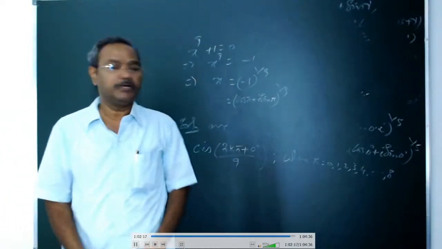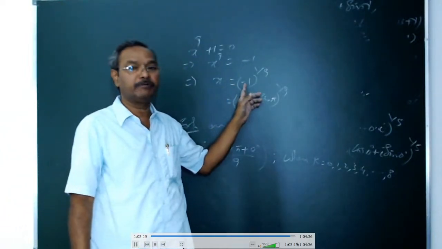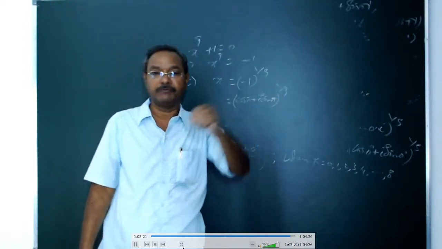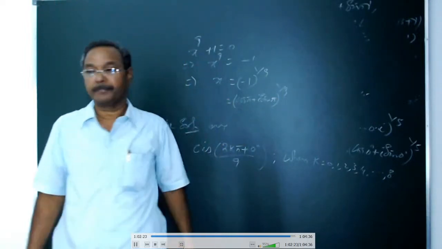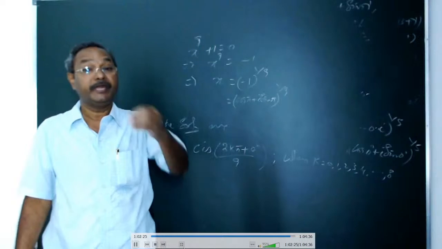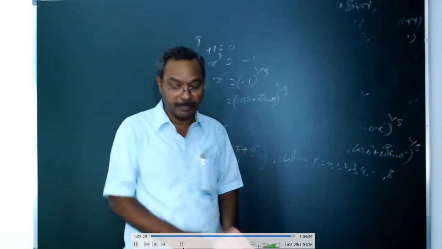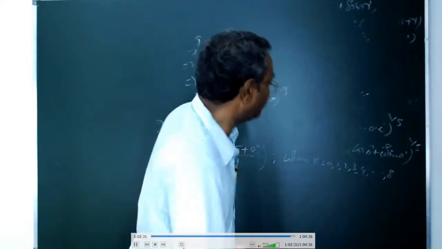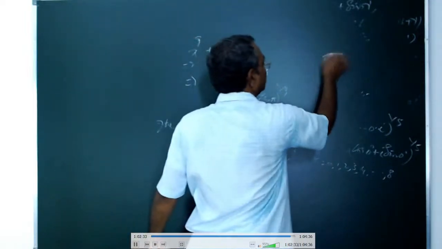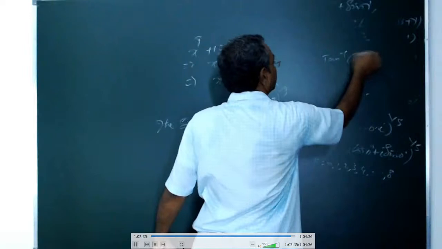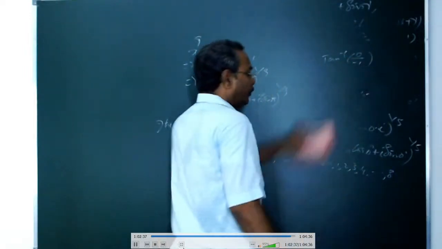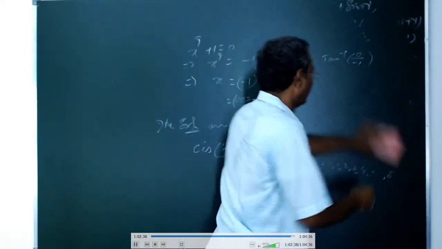What is our modulus? Square root of (minus 1) square plus 0 square, which is 1. There's 1 here. What is the amplitude? Tan inverse of 0 by minus 1. How to locate the angle for 0 by minus 1? How to identify that angle? That is pretty much simple.